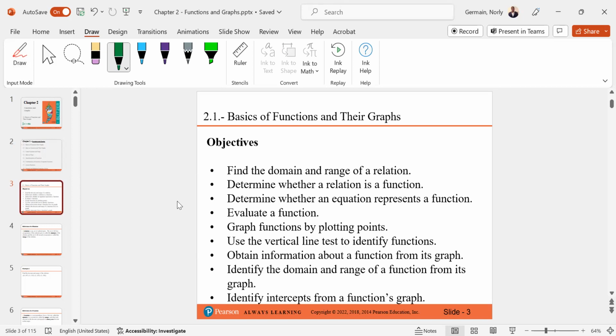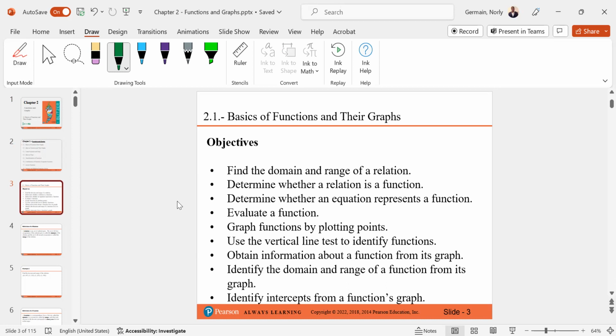So, use the vertical line test to identify functions. When you draw a vertical line over a graph, if it intersects the graph at least one time, or at most one time, it means something. We're going to see this.